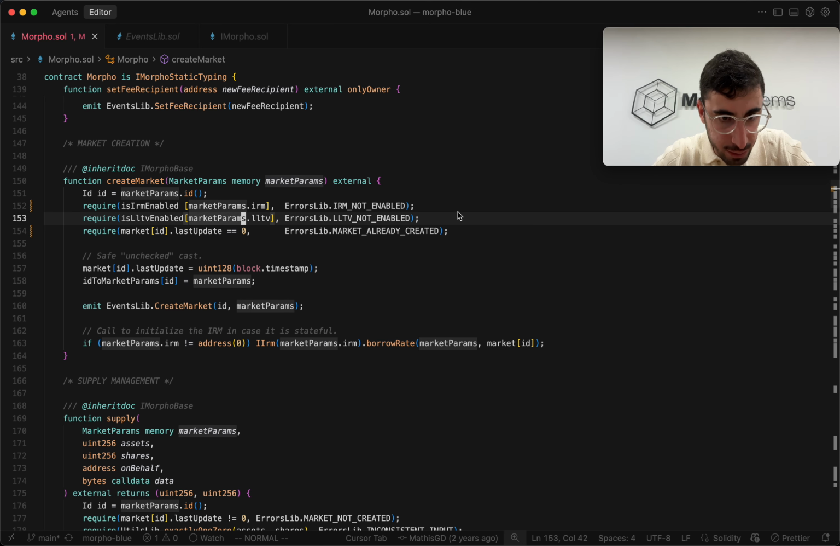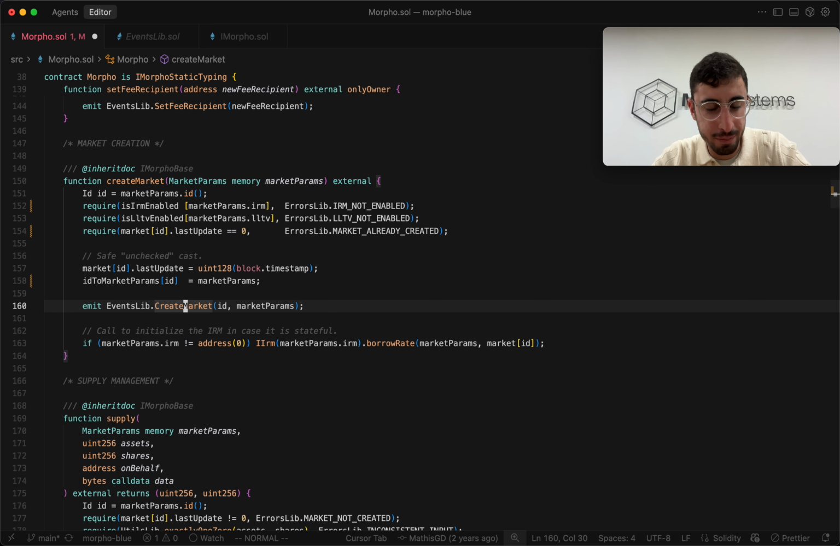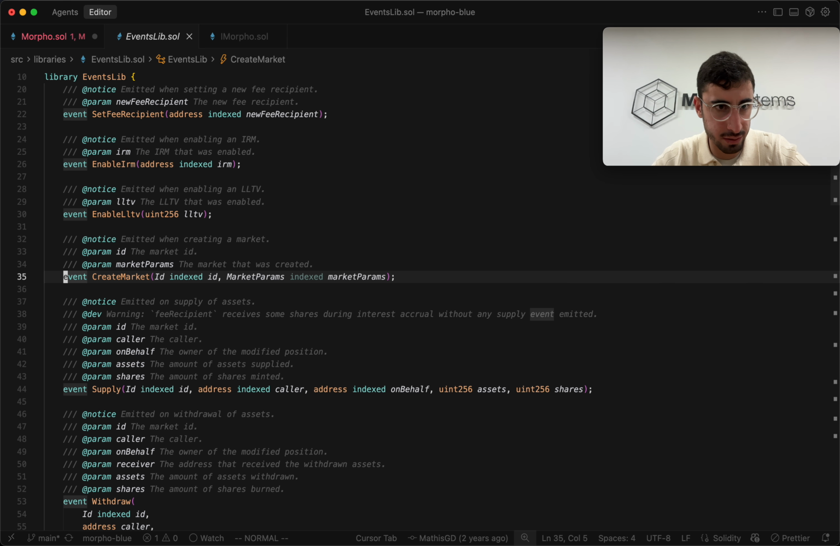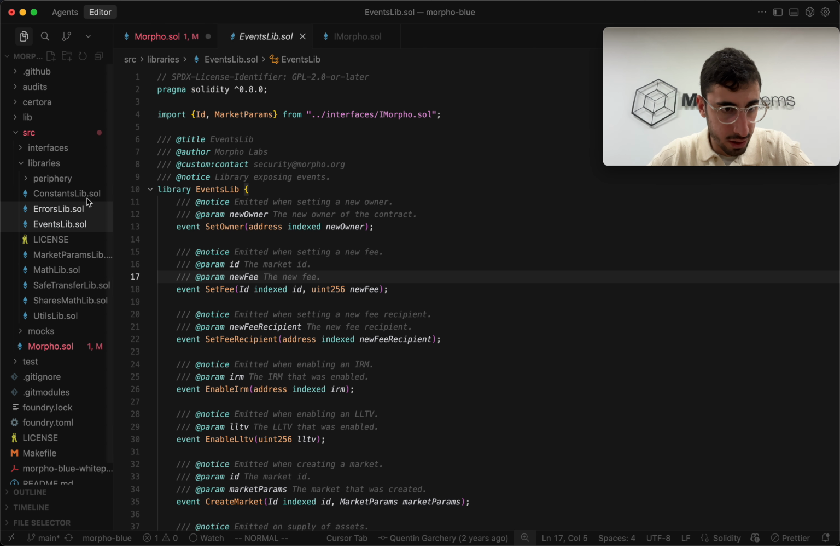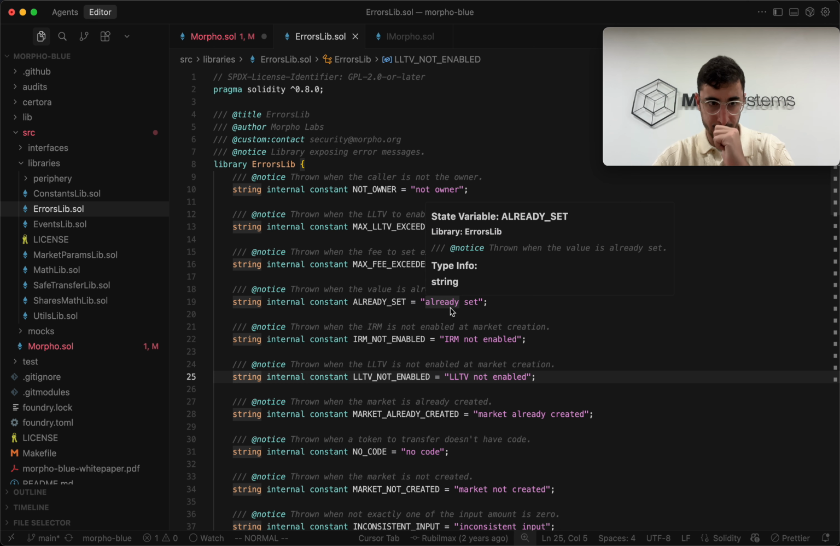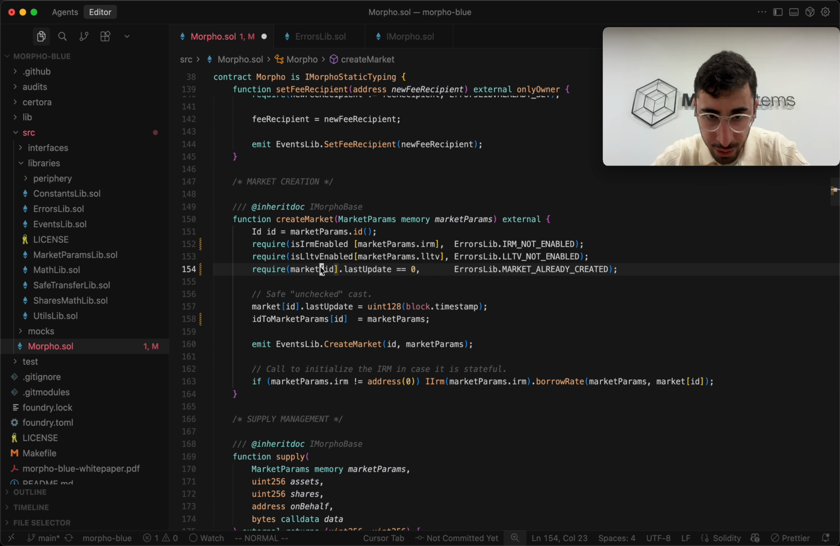So let's create market. We check last update, we set last update, and then we throw an event. Also interesting, they don't put, I always put events in an interface. They put it in an event library, which I think is kind of clean. So they have all the events in events lib. It's under libraries. All errors are inside an errors lib, and so on and so forth.